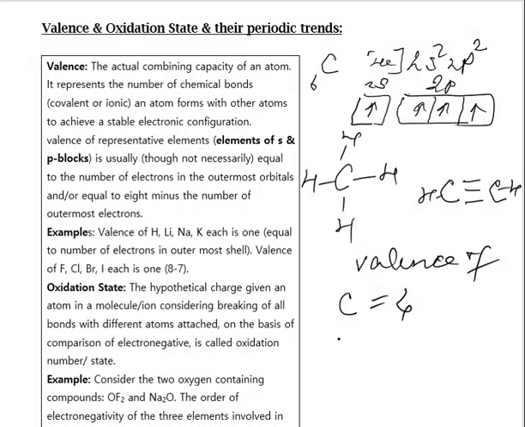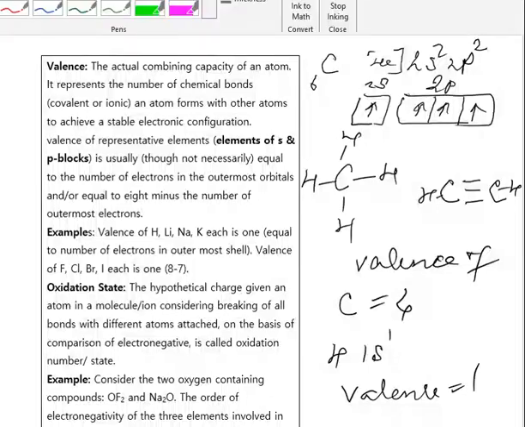Similarly, if we take another example, for example lithium, sodium, or hydrogen. Hydrogen has 1 electron in the outermost shell, so its valence is 1.